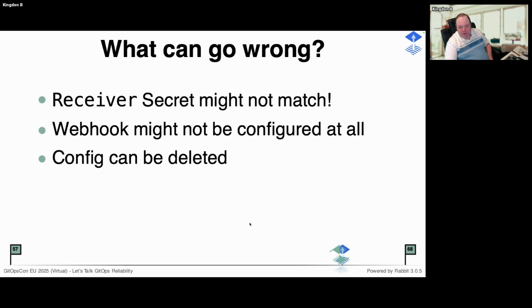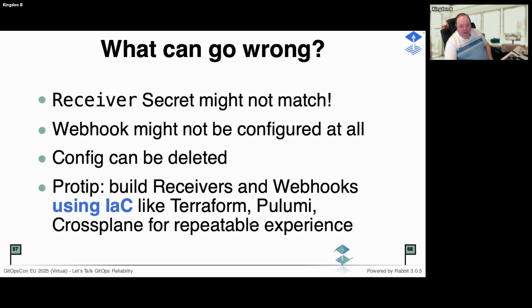So what can go wrong, right? What could actually go wrong here? Well, the secret might not match. You might have rotated the secret in one place and not in the other. You might have failed to configure the webhook completely, or someone might have gone in there and deleted it. Lots of things can go wrong here, okay? So pro tip, use infrastructure as code to build receivers and webhooks, to build this link so that you get a repeatable experience.